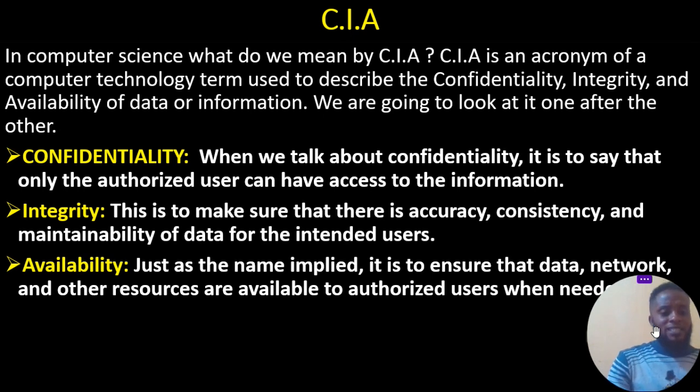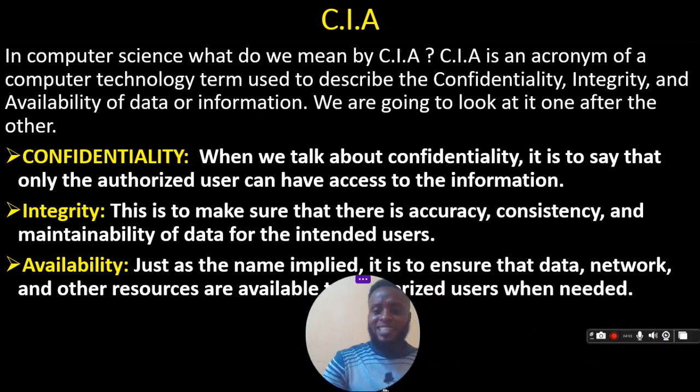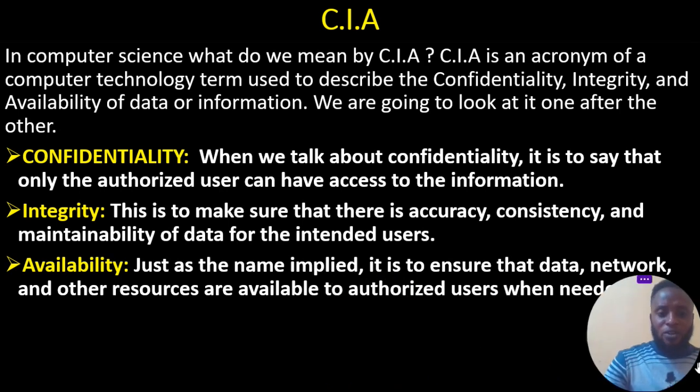So that is that for integrity. Next is availability. Just as the name implies, it is to ensure that data, network, and other resources are available to the authorized users when needed. Okay? It's to make sure that data, network, resources are available to authorized users when needed. You see what C.I.A actually stands for? It stands for what? Confidentiality, integrity, availability.